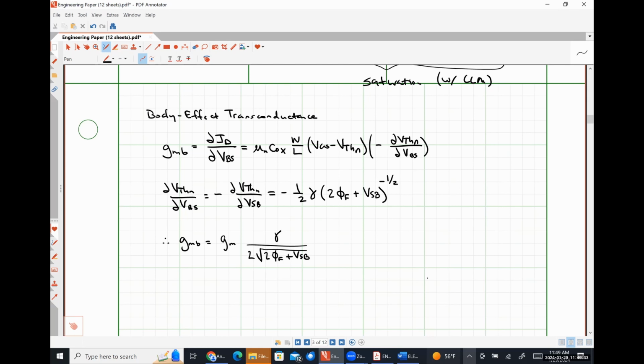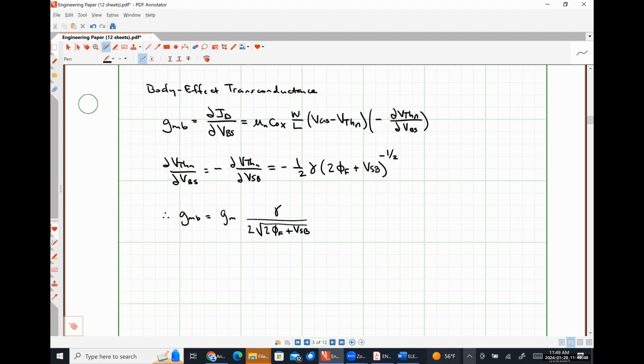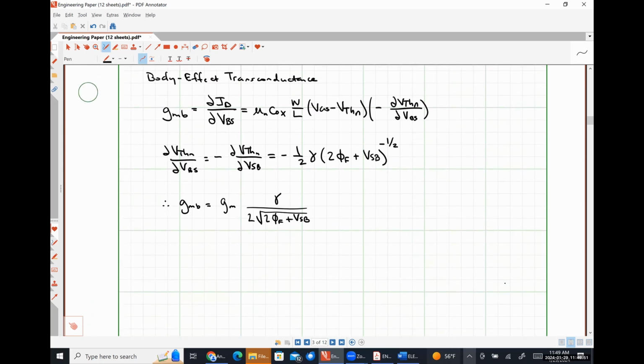the next thing that we talked about for our BJTs was what happened when the Early effect was present. We can do something similar with a MOSFET, but what happens when channel length modulation is present? When channel length modulation is present, once again, we have an increase in our drain current as a function of our voltage, in this case VDS, right? And it's a linear relationship between our drain current and VDS.